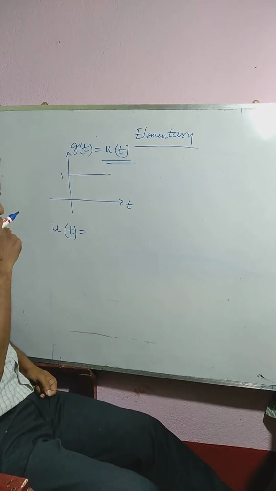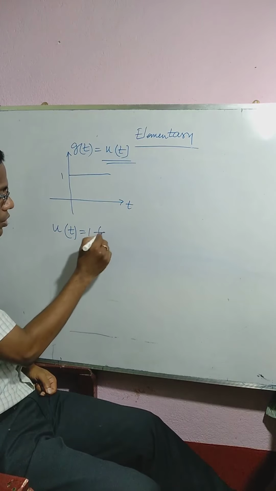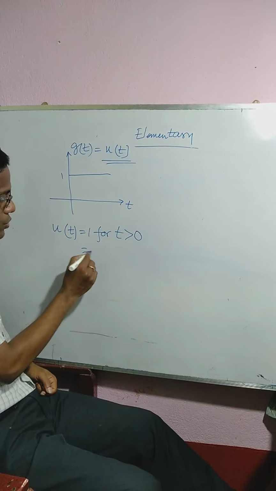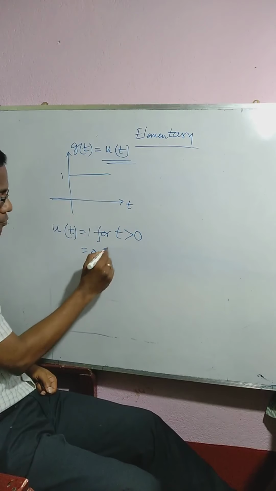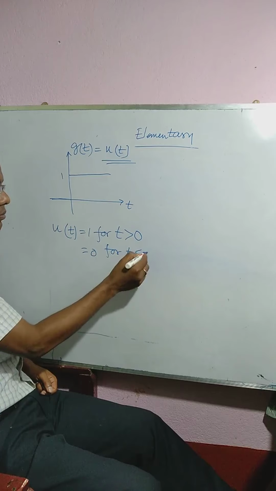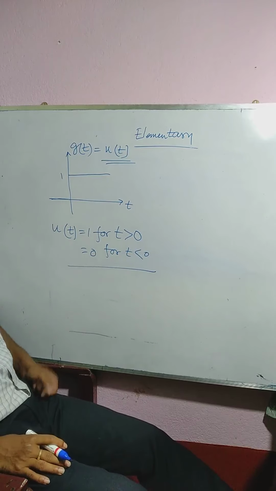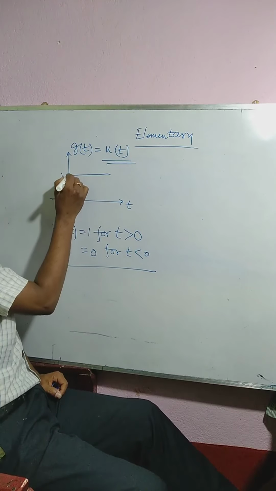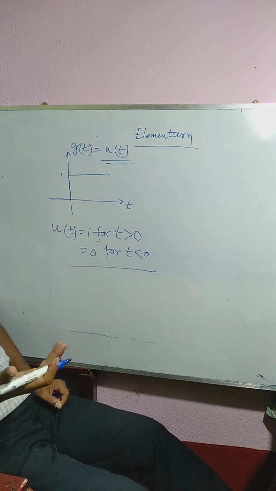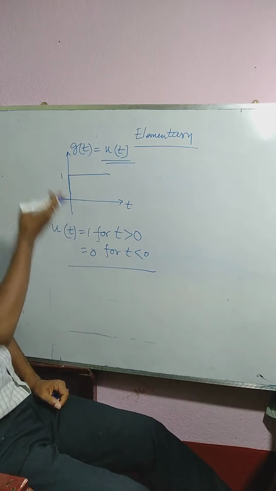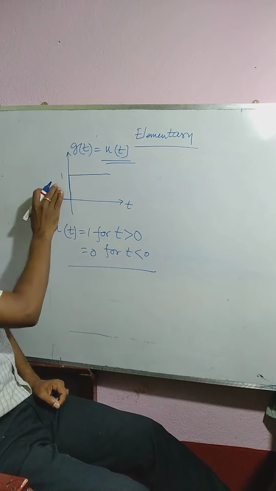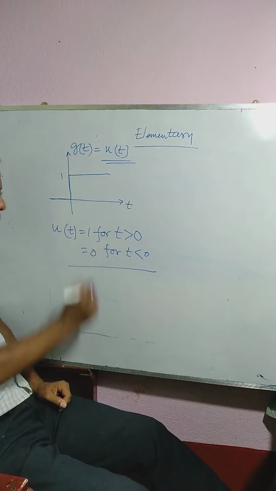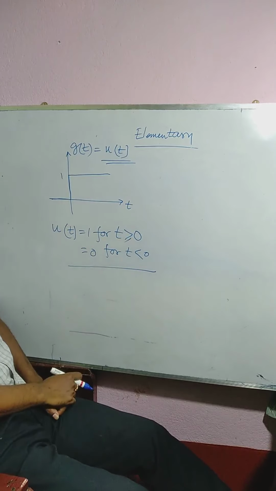u(t) equals 1 for t greater than 0, equals 0 for t less than 0. Then what is the value at t equals 0? Confusing. It starts from 0 and reaches 1 in no time. So what is the value here, 0 or 1? Some books follow that, as it has a value of 1 at t equals 0, take the maximum value. Therefore, they use this symbol, t greater than or equal to 0.